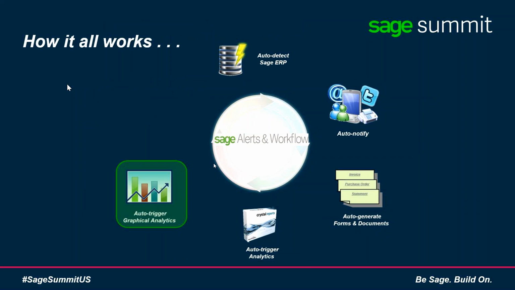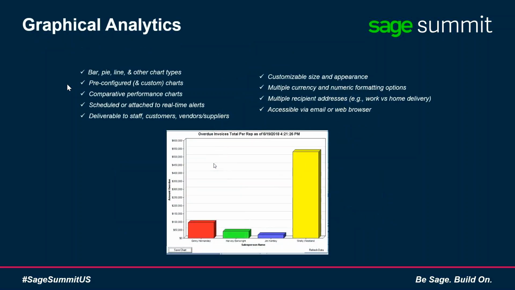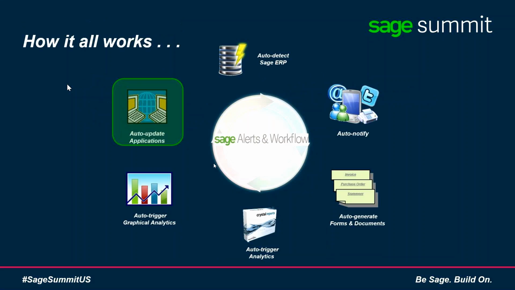So we've talked about generating forms, documents, and reports, but the one thing we haven't yet talked about are graphical alerts. Sometimes it's true, a picture really is worth 1,000 words. So Alerts and Workflow has the ability to automatically generate and deliver graphic alerts, whether it's bar charts, pie charts, line charts, comparative performance charts. Those are all part of the alerts that can be delivered.